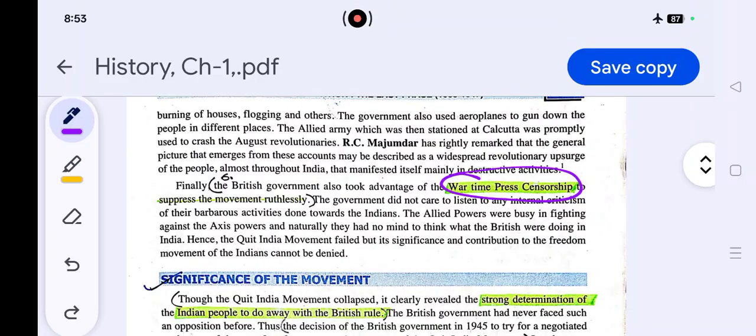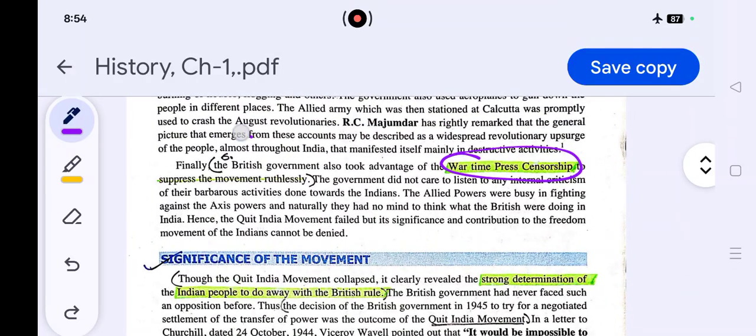For example, if the newspaper agencies were about to print, or the radio agencies were about to say, something that was against the British government, now, due to censorship, they cannot do it. So the British would filter out all the negatives against them and then let the news come to light. So the wartime press censorship helped the British to make this movement a failure.